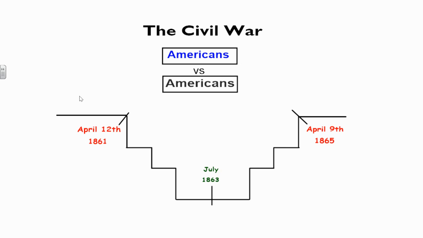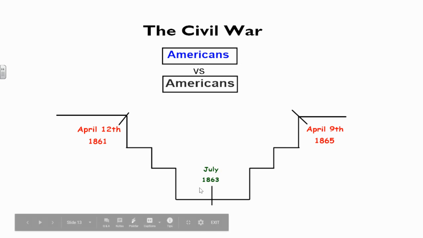You can see the starting date of the Civil War is April 12th, 1861. And what's interesting about the Civil War is it lasts half as long as the Revolutionary War did. In fact, it lasted almost exactly 4 years. You can see it starts on April 12th and will end on April 9th of 1865.